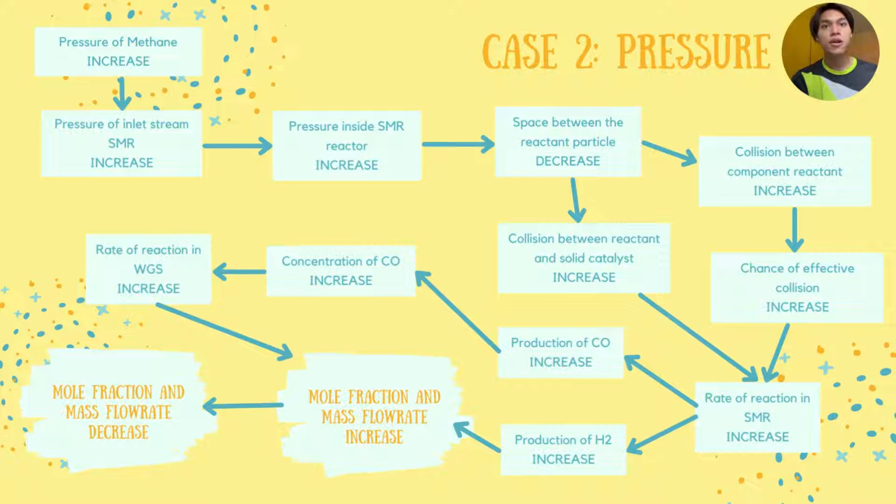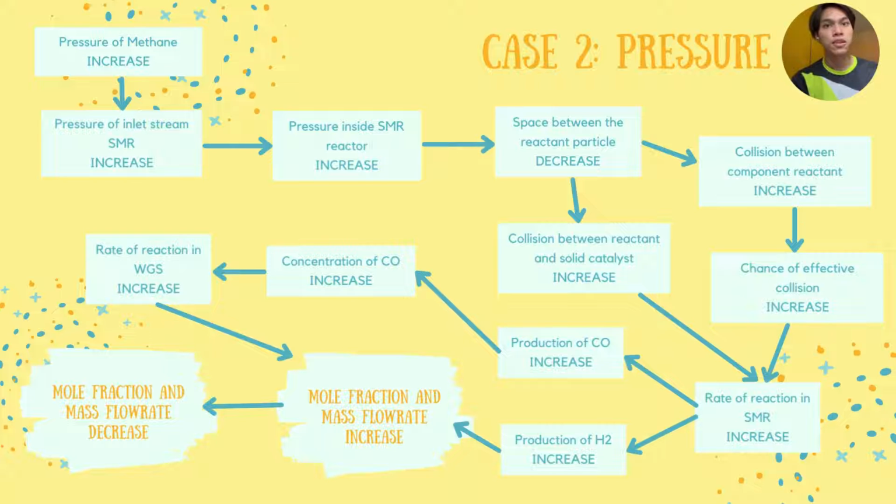Meanwhile, there is also an increase in production of carbon monoxide, which leads to an increase in rate of reaction in the WGS reactor. The hydrogen production will increase, thus the mole fraction and mass flow rate of hydrogen inside the WGS reactor increase. As the pressure of methane feed keeps increasing, the mole fraction and mass flow rate start to decrease.